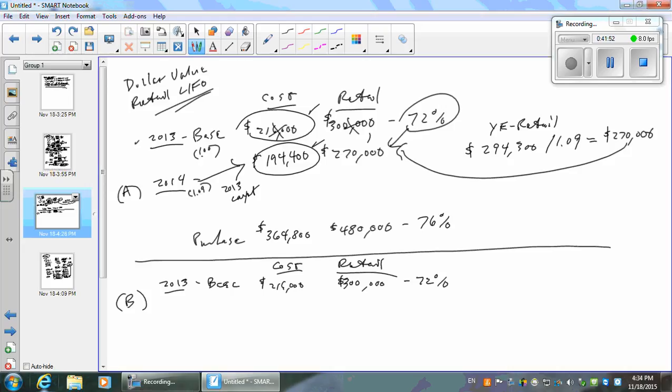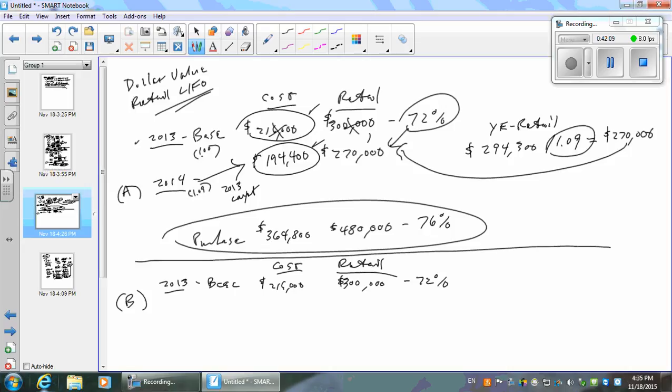What's my purchase? Exactly the same as this. I can use that. It's 76%, right? So any new layer is going to have what? It's going to be a 76%, right? Well, what am I also going to have to do to the new layer? Reinflate it at the 109, okay? So let's see if we have a new layer or not.